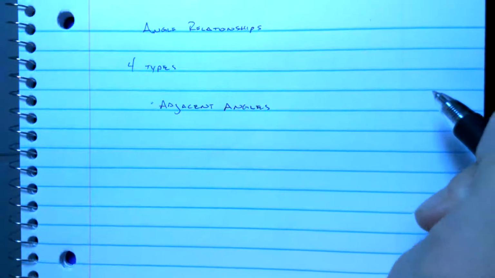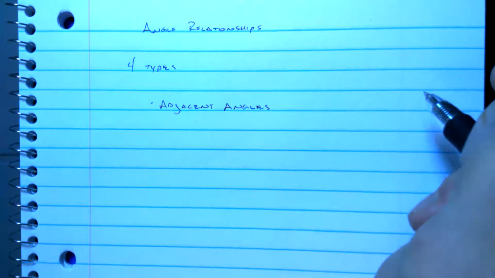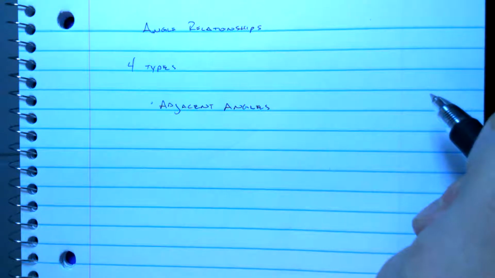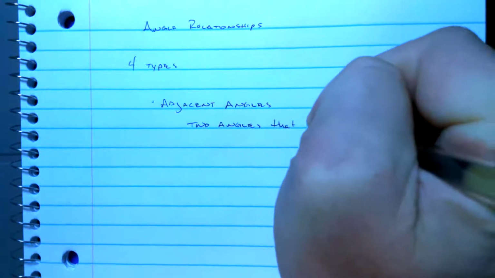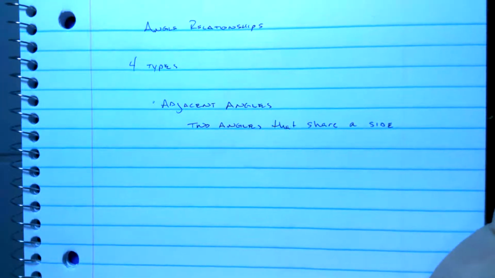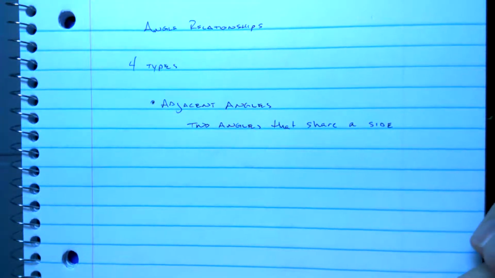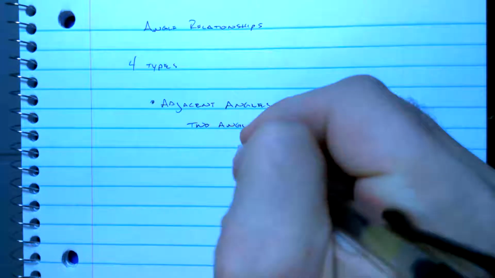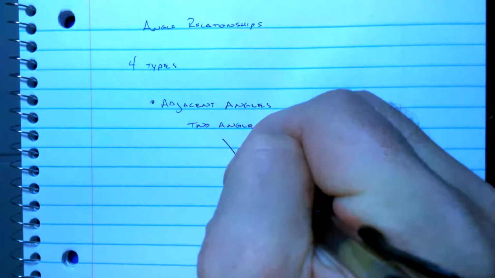Adjacent angles are just side by side. Two angles that share a side. And that is a name, a relationship that angles have, but it really doesn't tell us anything. We can draw that relationship out.